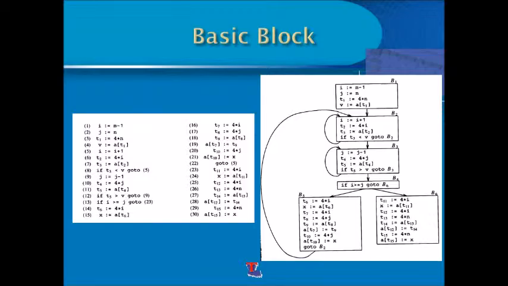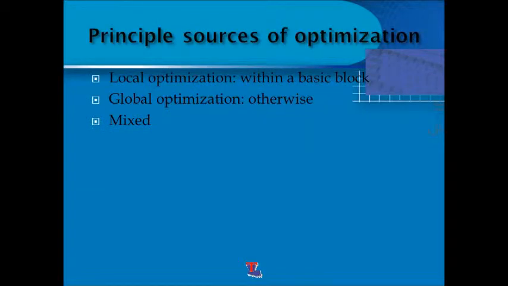Here we can see an example of the basic block. The figure shows B1, B2, B3, B4, B5 and B6, which is basically 6 blocks. And there are 30 steps which we have taken, assuming different variables such as I, J, T1, V, I, T2, T3, etc.